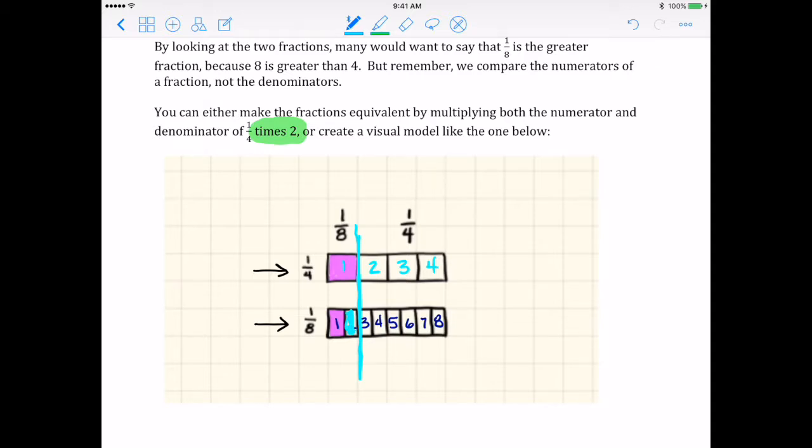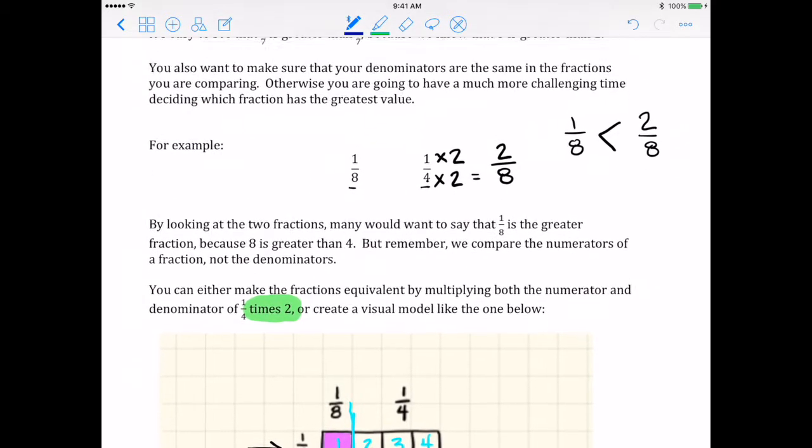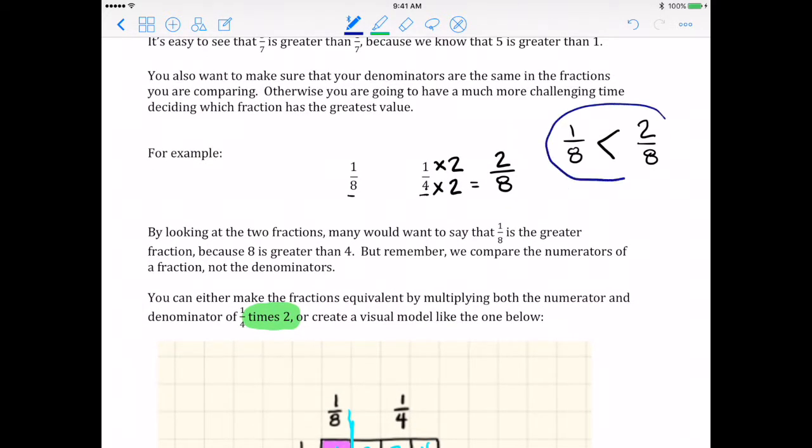It would take me coloring in both of these parts to make them equal. So now you can see visually that 1/4 is equivalent to 2/8, which is what we had created up here earlier using our math, using our equivalent fractions.